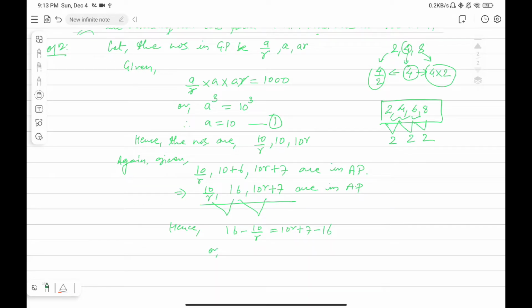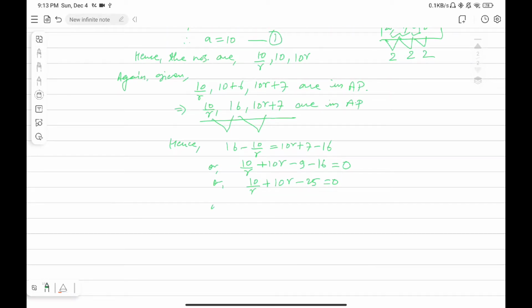Let's bring everything to one side. Negative 10 by R goes to the other side and becomes plus 10 by R, and we have 10R there on the other side, and 7 minus 16 gives us minus 9. This 16 goes to the other side and becomes minus 16, and on the left-hand side it is going to be 0. I directly wrote it there, so I think you will understand. So 10 by R plus 10R minus 25 equals 0.